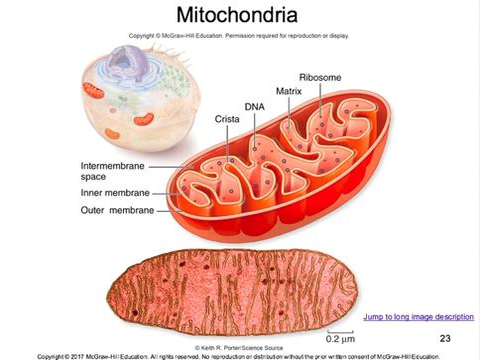So here again, you see the mitochondria. They also have their own ribosomes, which is pretty neat. So they have an outer membrane and an inner membrane. They have an inner membrane space. They have this thing called the crista or cristae, which is just the space in between. And they have their own DNA and ribosomes.